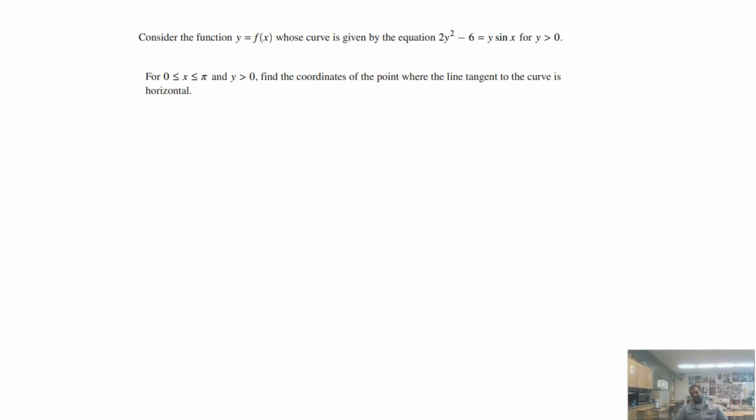Letter C says, and this is where I think this problem actually gets really difficult. C and D are very hard on this problem. For x between 0 and pi and y greater than 0, find the coordinates of the point where the line tangent to the curve is horizontal.